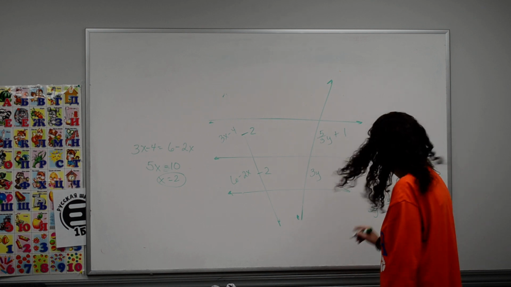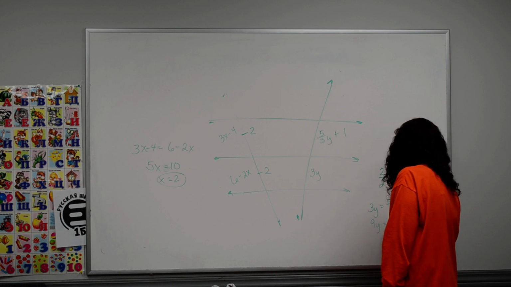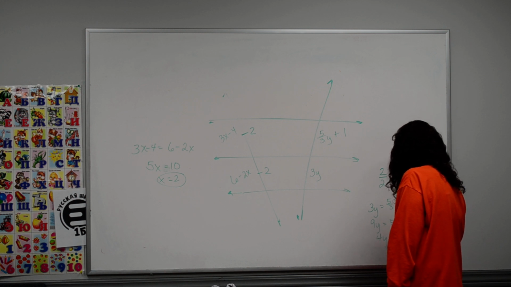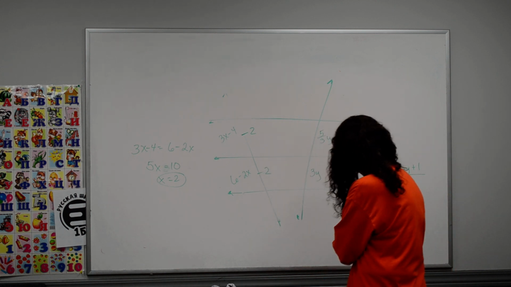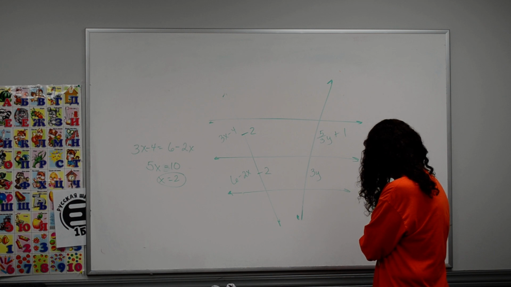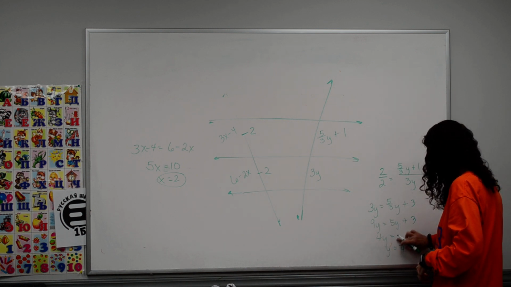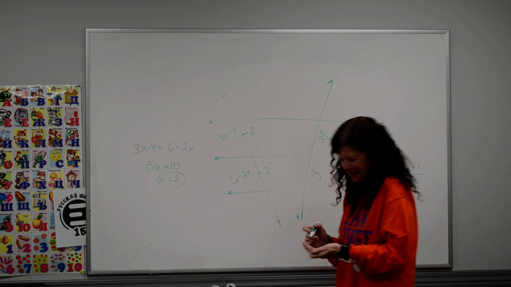Probably the easiest thing to do is multiply everything by 3. So I have 9y is equal to 5y plus 1. So I have 4y is equal to 1, or y is equal to 1/4. I feel like I did something wrong. Oh, I forgot to multiply this one by 3. I knew that didn't seem right. There we go, 3/4.